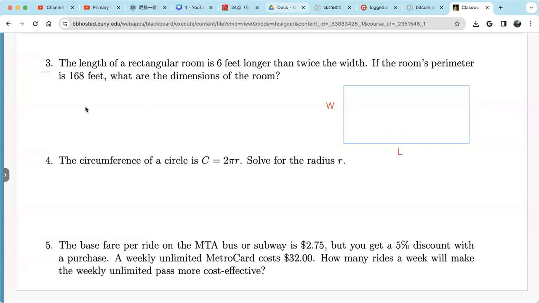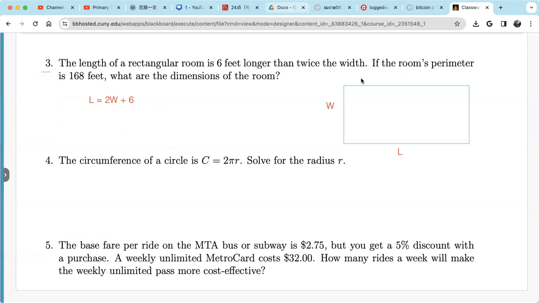So the length of a rectangular room is 6 feet longer than twice its width. So what is this relation? The length is twice the width, 2W, and 6 feet longer is plus 6. So that's a relation between length and width.